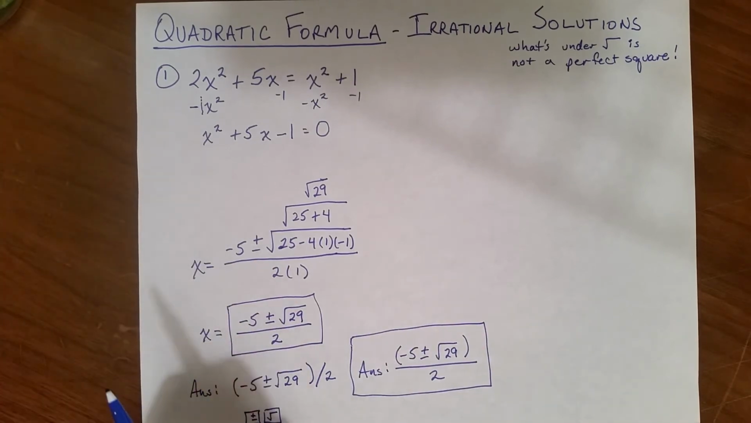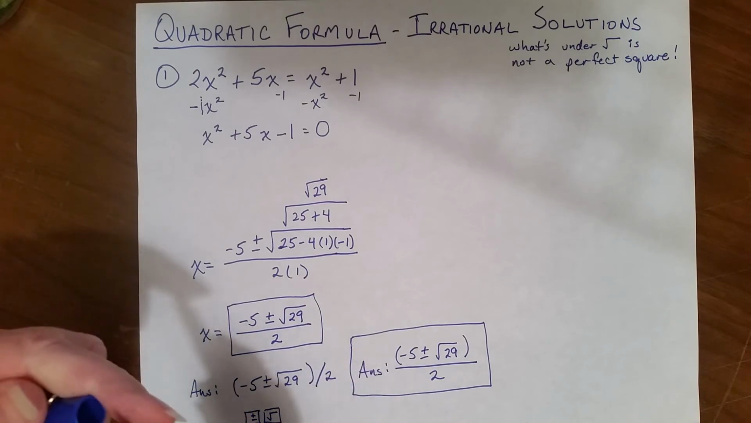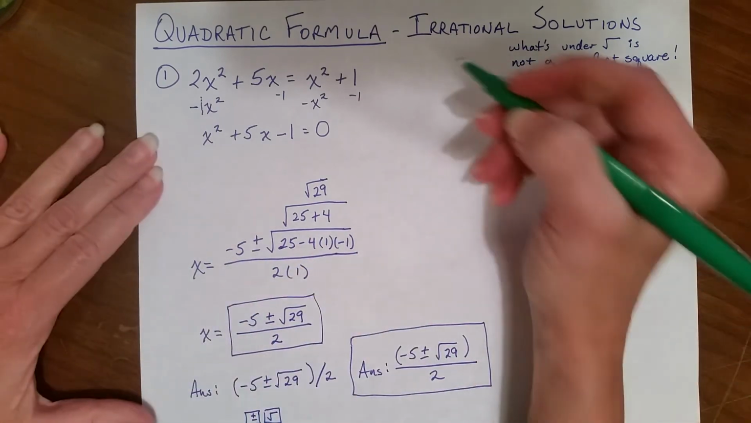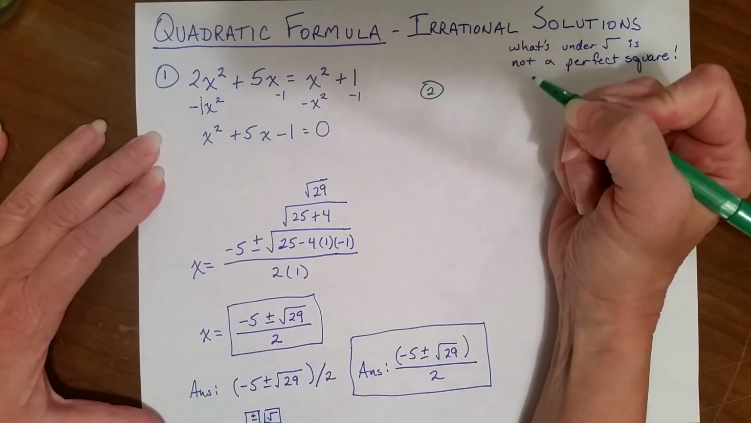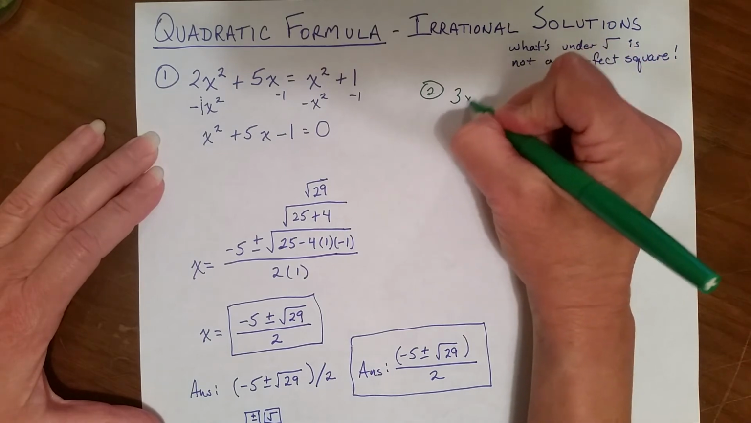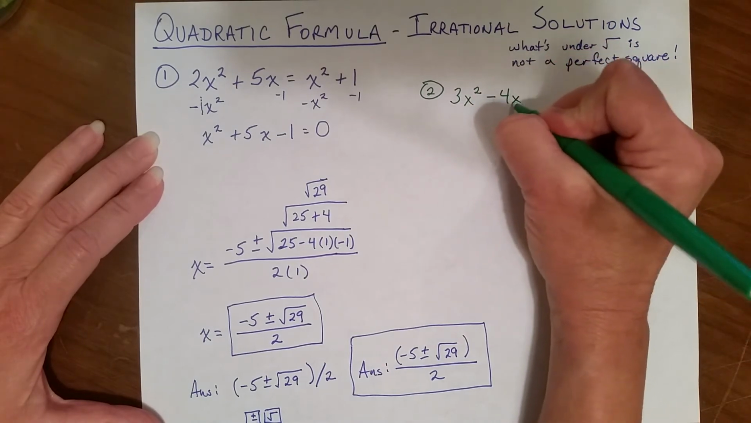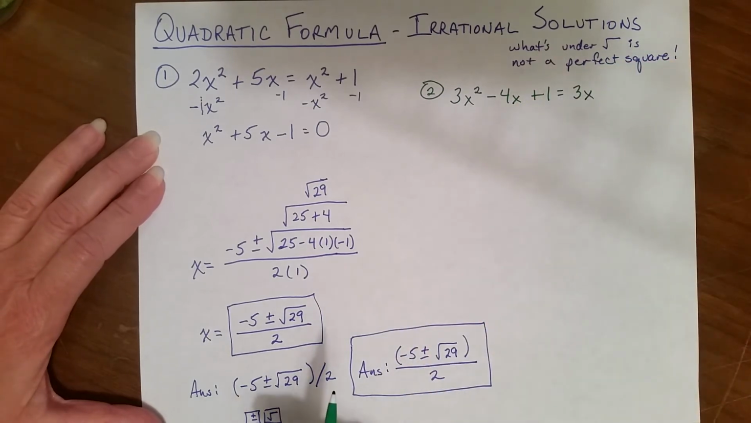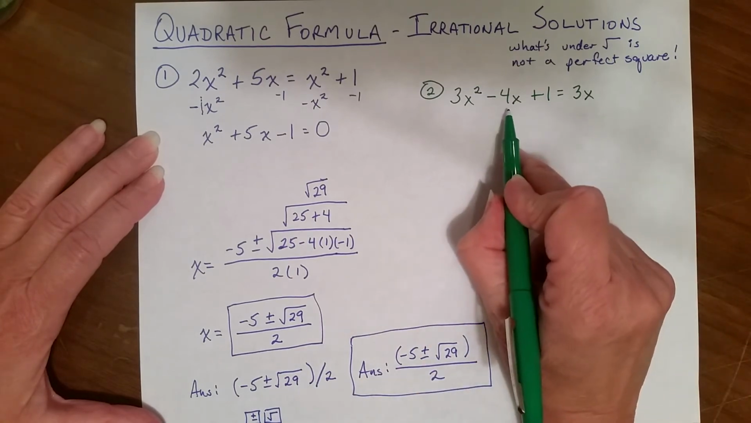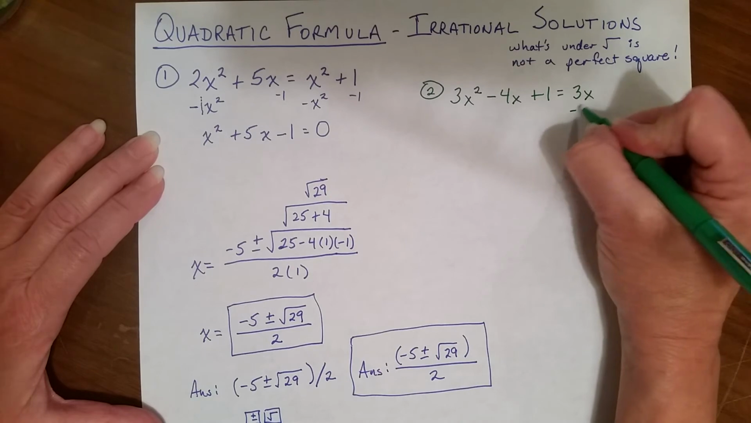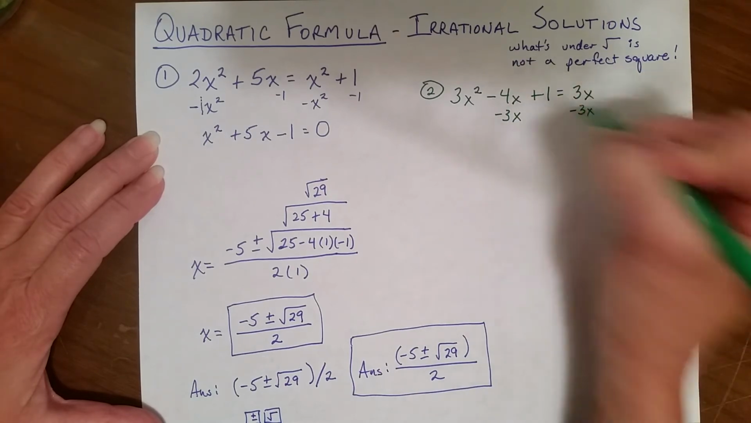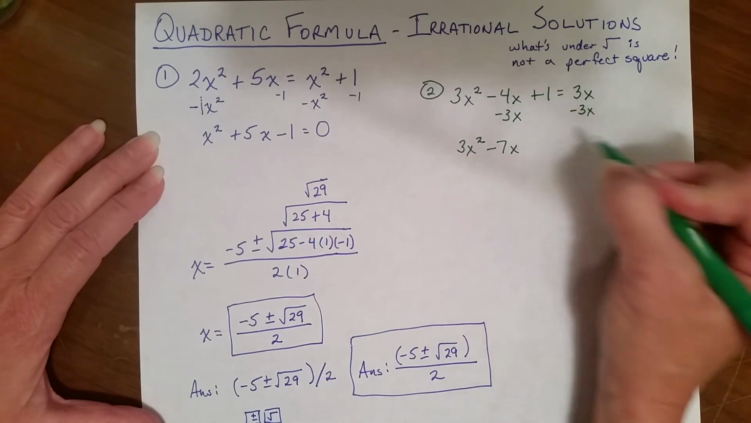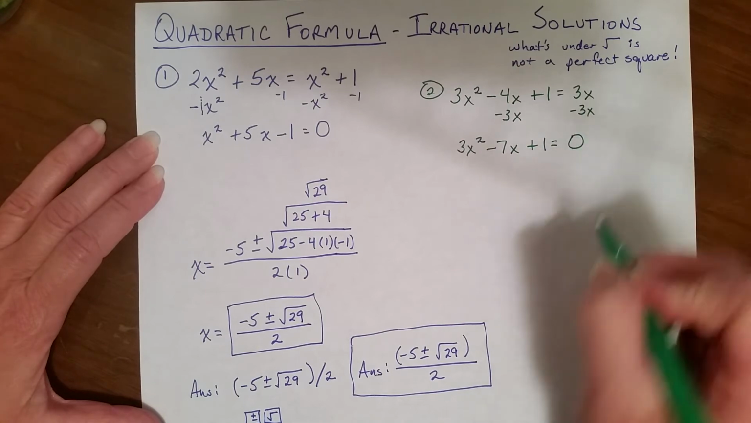We're only going to do one other problem because you basically have the quadratic formula down pat. Let me grab a different color marker and maybe make this one stand out. So number 2 is 3x squared minus 4x plus 1 equals 3x. Again, let's get it in standard form. This is a linear term, so I'm going to subtract 3x from both sides, and I'll put it underneath the like term. So this is 3x squared, negative 4 minus 3 is negative 7x, plus 1 equals 0.